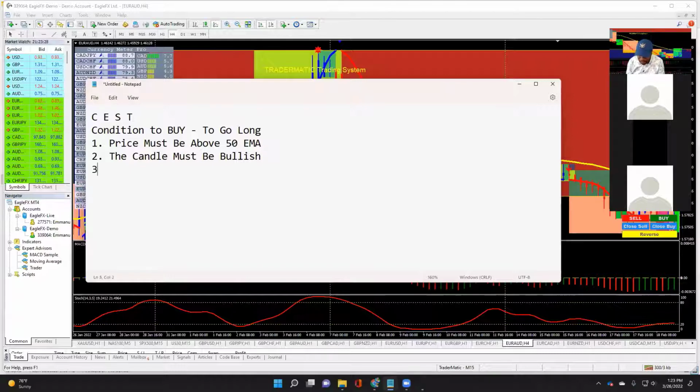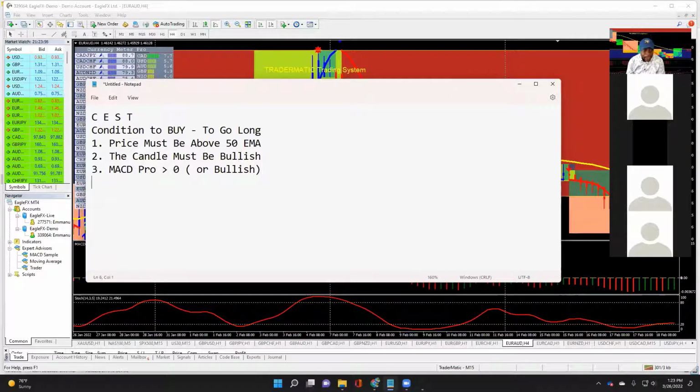So you begin to ask yourself questions. You have this checklist in place, and if one of them is missing, then you begin to question, should I enter this trade? Then number three, MACD Pro must be greater than 0, or in other words, bullish. And I will explain that. Number four, stochastic must be greater than 20 and less than 80. In other words, we put that also bullish. So this is condition to go long.